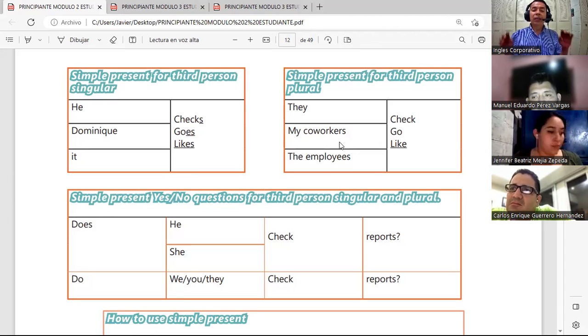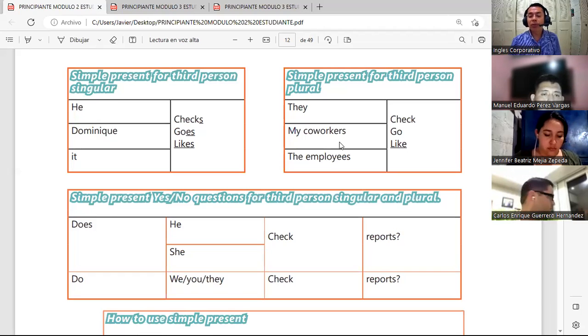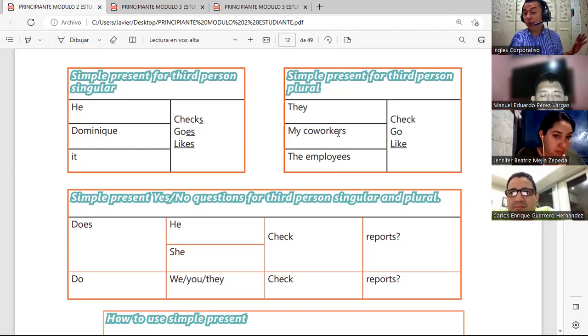So when you say simple present third person singular, he, she, it, or singular nouns, you add an S to the verb, right? You add an S. Or, remember the rule? When the verb ends in O, we add an ES, right? Good. But then, with the other I, you, we, they, my friends, my co-workers, the employees, my students, okay? You don't have S because it's plural, right?